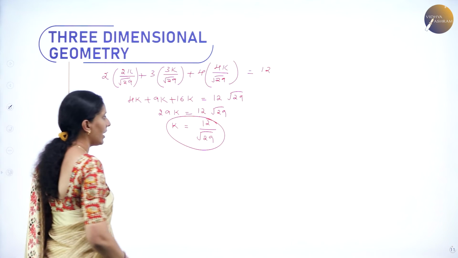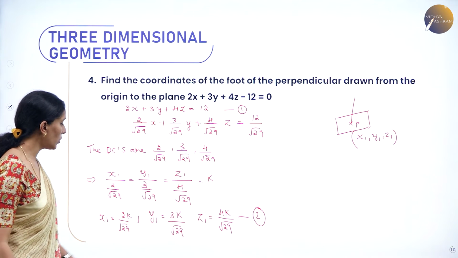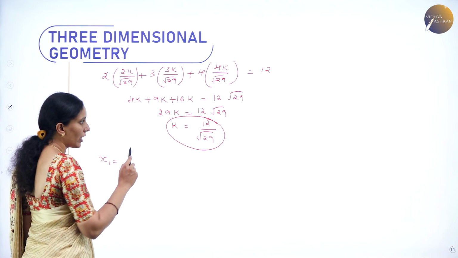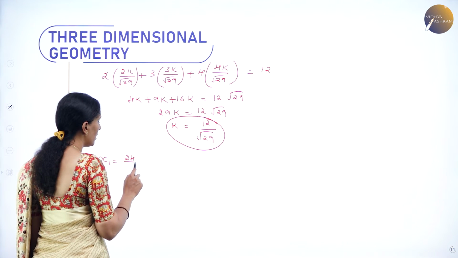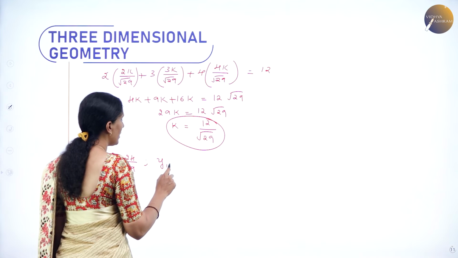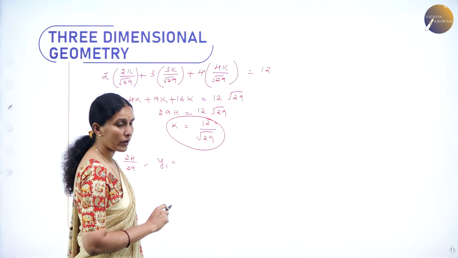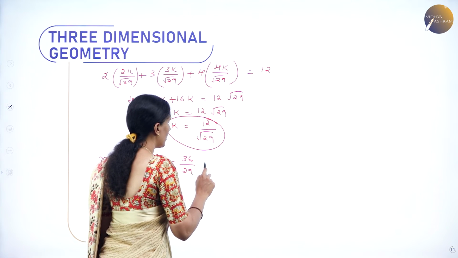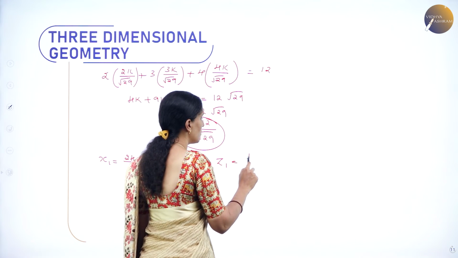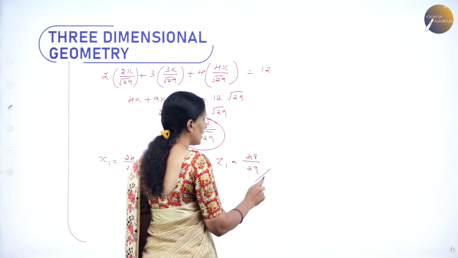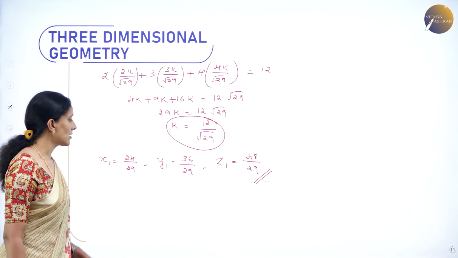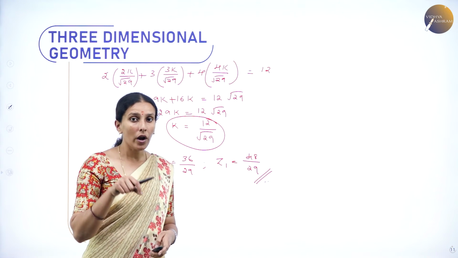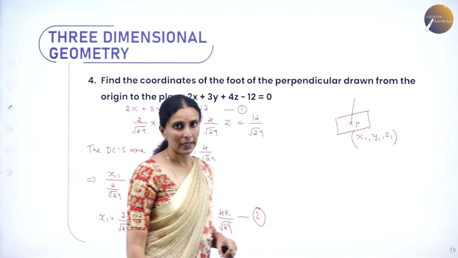Now we know the value of k, substitute back into equation 2. Then I will get x1 as 2k over root 29, so 12 2s are 24 by 29. And y1 as 3k over root 29, so 12 3s are 36 by 29. And z1 as 4k over root 29, so 48 by 29. Thus we have x1, y1, z1 as 24 by 29, 36 by 29, 48 by 29. So these are the coordinates of the foot of the perpendicular.